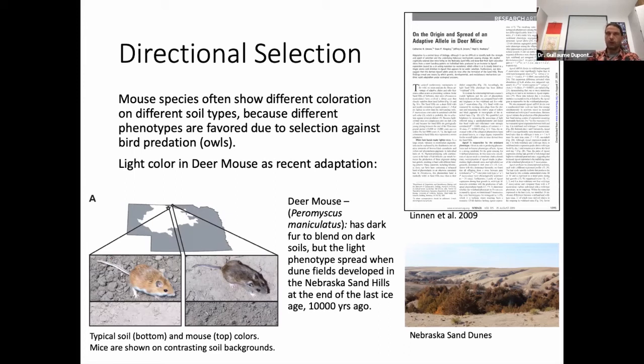And if this environment would maintain stability for hundreds of thousands, perhaps a million years, without new ice ages coming or climate change messing up things, perhaps over time these two phenotypes become distinct species.